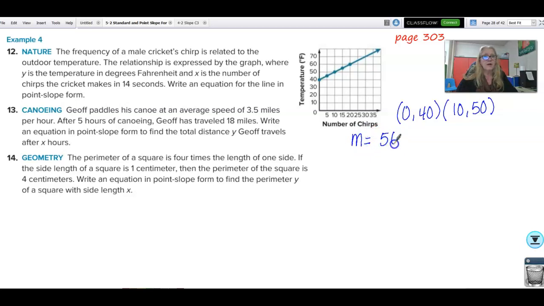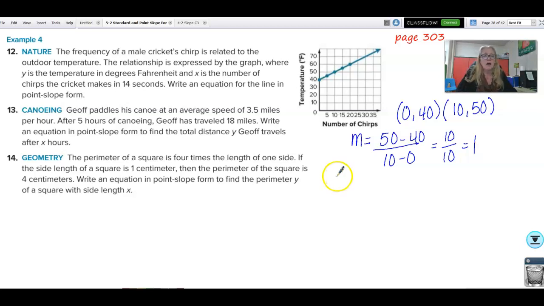So second y minus first y over second x minus first x gives me 10 over 10, which gives me a slope of 1. For every 10 it goes up 10, that's a slope of 1.